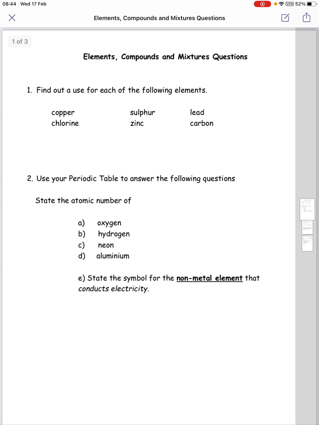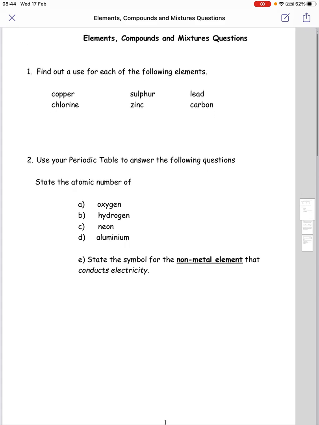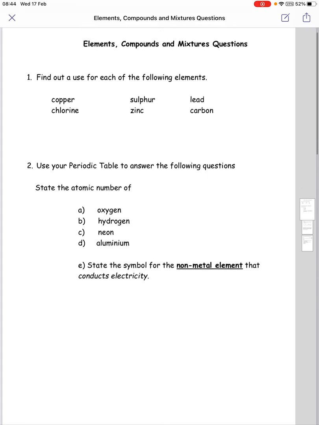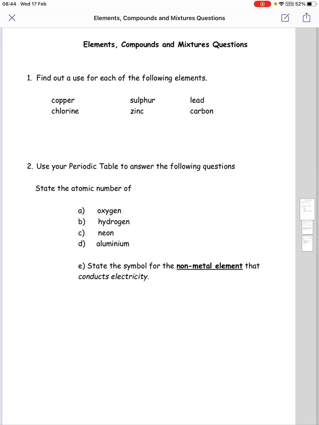So what we've got is a different sort of mix of different types of questions I would like you to complete. So the first one, for example, find a use for each of the following elements. So this one is a little research task. It might be that you already know a use for some of them. You've maybe heard of them before. Chlorine, for example, you might already know what that's used for. Some of them you might not know any uses, so you might want to use the internet to find out some uses for them. We just want one for each of them, so it shouldn't take you too long.